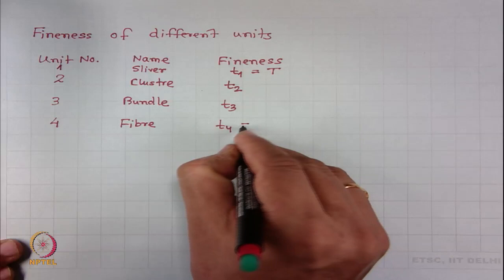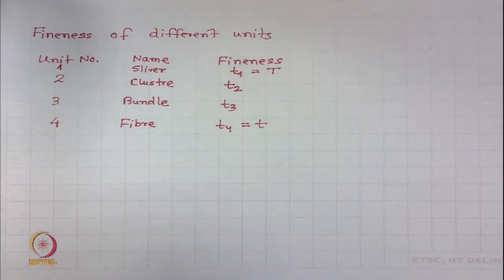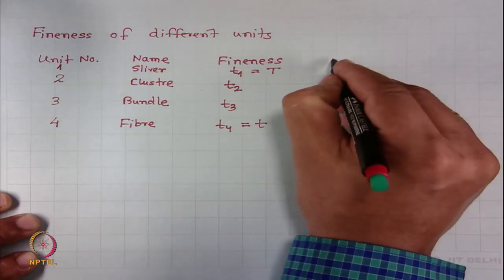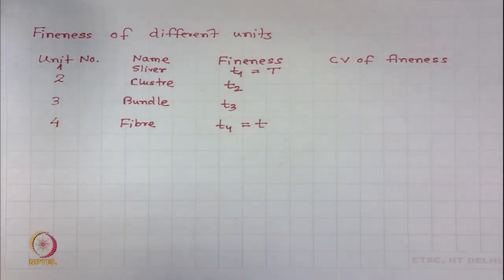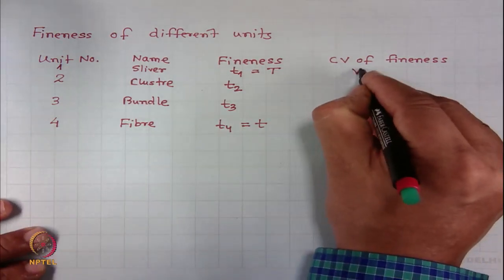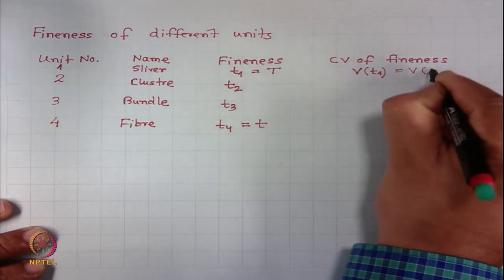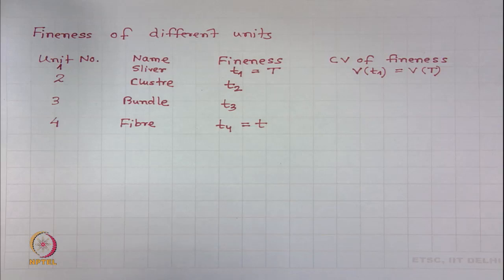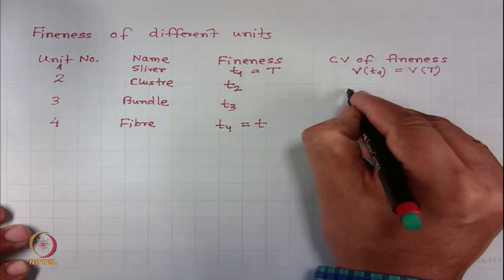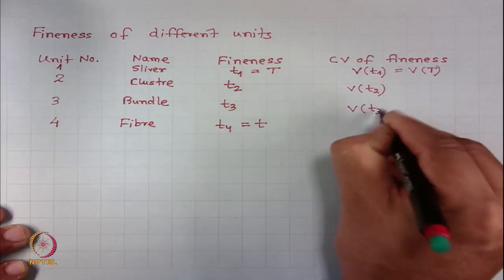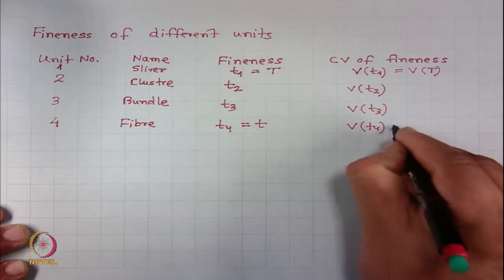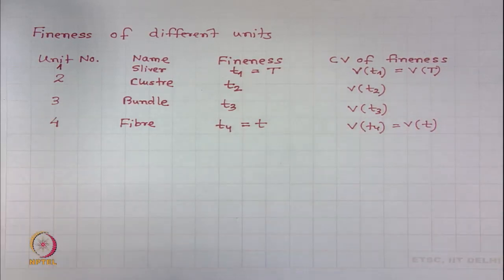What is T subscript 4? That is equal to T, because we generally denote T by fineness of fiber, right. Then we will talk about CV of fineness. CV of fineness, we generally denote it by V, VT1, that is equal to VT, same symbol. Then T2 is the fineness of cluster, so CV VT2. Similarly, VT3 is the CV of fineness of bundle, and VT4, which is equal to VT, is the CV of fineness of fiber, right.